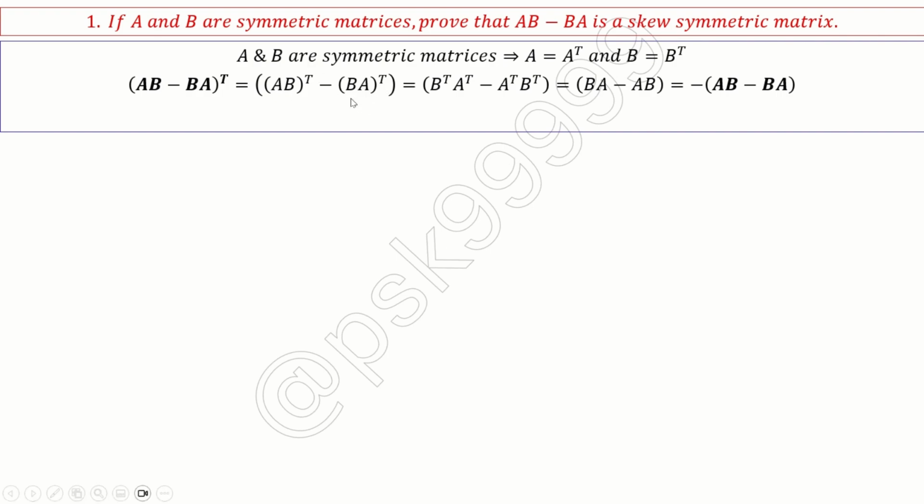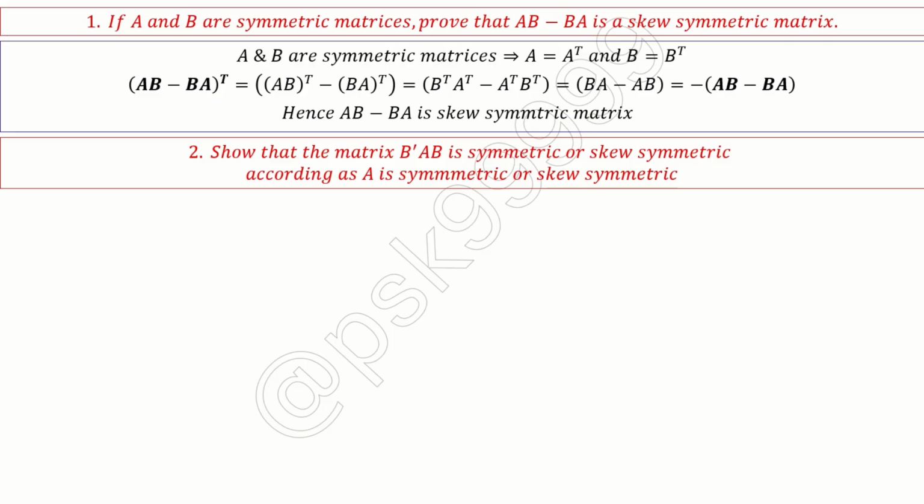So AB transpose minus BA transpose, which, if I expand it more, is B transpose into A transpose minus A transpose into B transpose. Correct? Since A equal to A transpose, B equal to B transpose, I can call it BA minus AB. BA minus AB is nothing but minus of AB minus BA. So transpose of AB minus BA is equal to minus of AB minus BA, which is skew symmetric. That means this is a skew symmetric matrix. Okay, next.